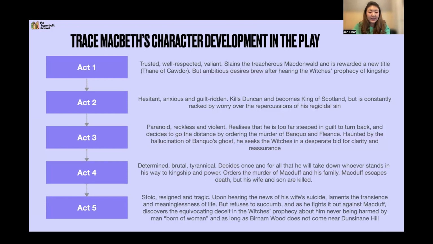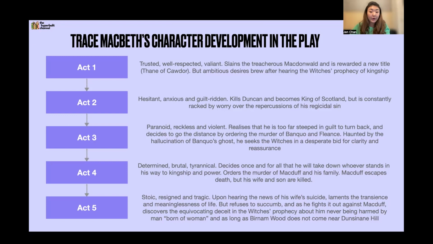But then ultimately, the greatest tragedy is when he realizes that the witches' and the spirits' prophecy about him never being harmed by a man born of woman, and that he won't be harmed as long as Birnam Wood doesn't come near Dunsinane Hill, is all equivocating deceit. And it is especially at this moment that he reaches the so-called anagnorisis, when he realizes the true situation that he is in. And all of that builds up and compounds the sense of tragedy in our perception of him as this hero.